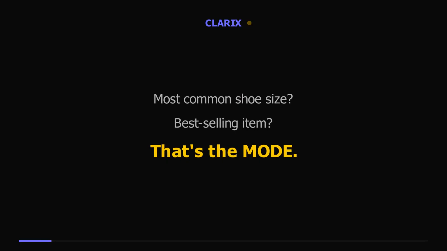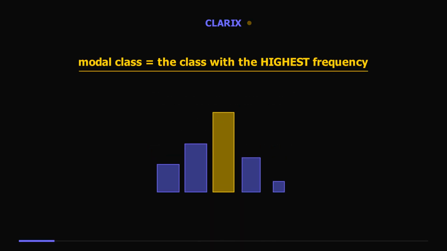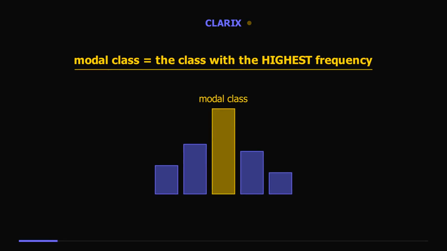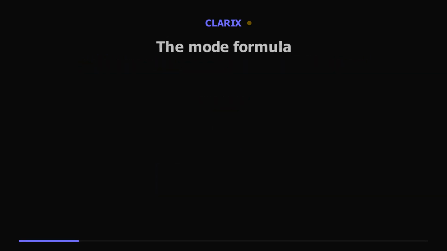Let's finish statistics. The mode is the value with the highest frequency. In grouped data, you first find the modal class, simply the class interval with the largest frequency. You can't read the exact mode directly, but the modal class tells you where it lives, and the formula pinpoints it inside that class. Here's the formula.